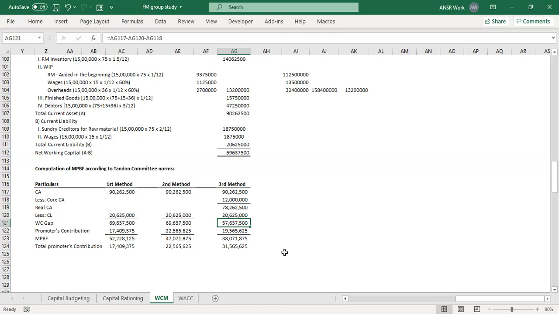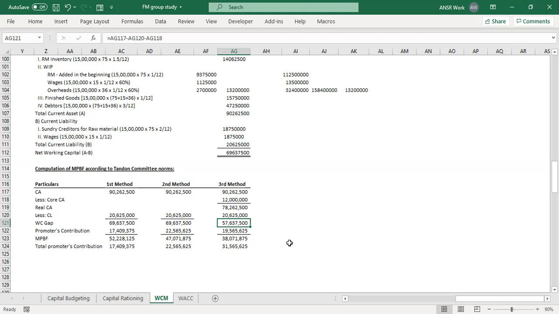This is only for the third method, right? Only for the third method. Then from this you deduct the promoter's contribution that you calculated earlier. That is the 25%, the other one which I told you to keep aside. That is 19,565,625. Now you deduct that. Yes, that is your MPBF.